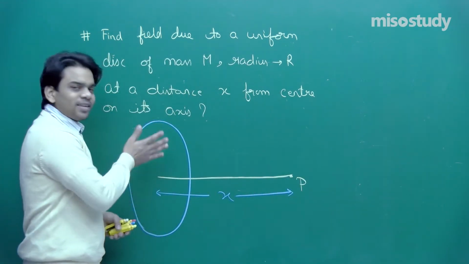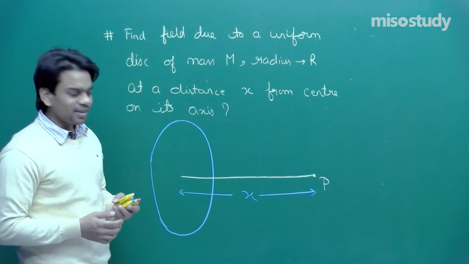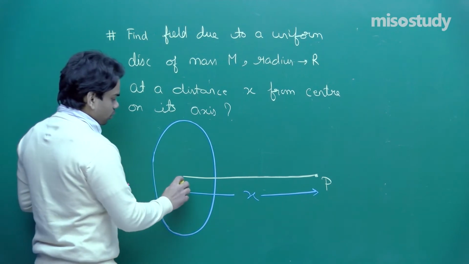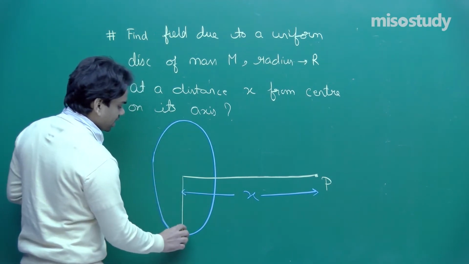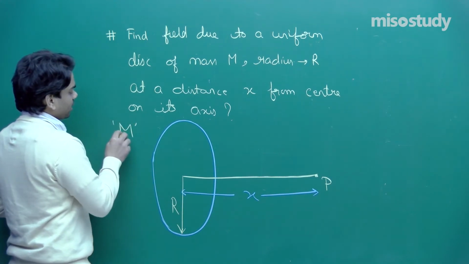The disk cannot be treated as a point mass. It's a uniformly distributed mass system whose total mass is capital M and radius is capital R. That is what I have marked here.